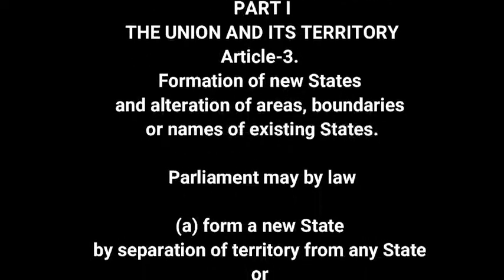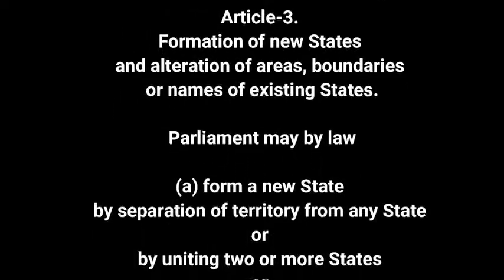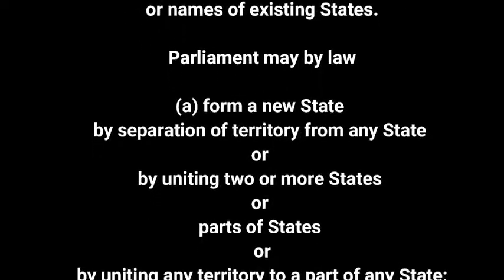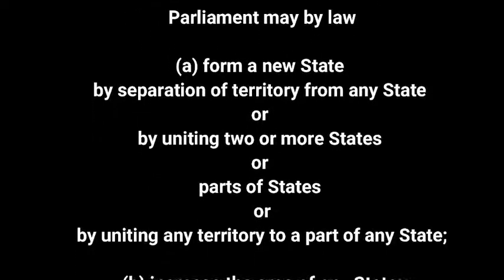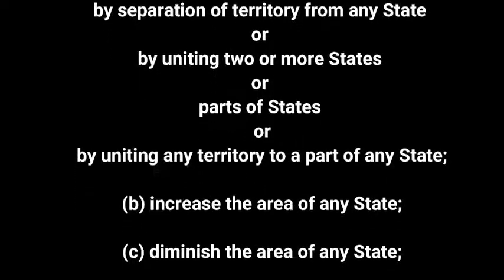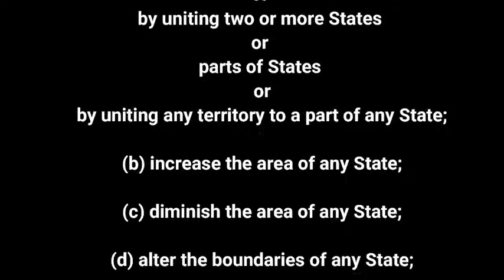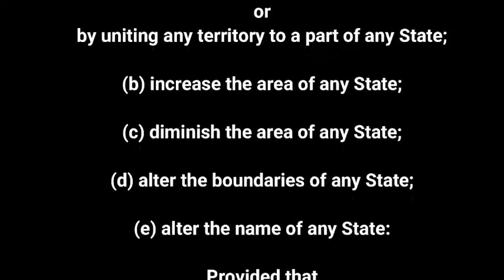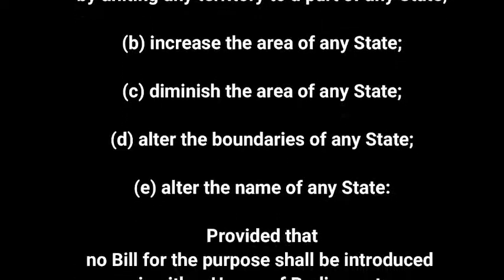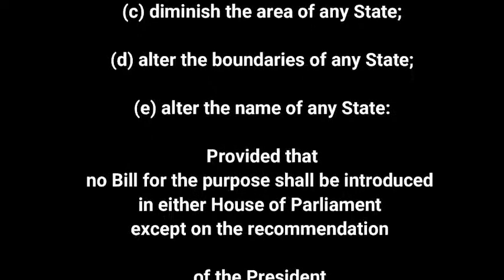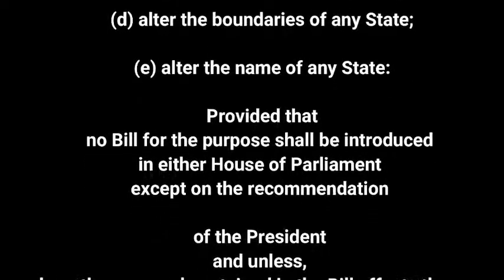Parliament may by law: A. Form a new state, by separation of territory from any state, or by uniting two or more states or parts of states, or by uniting any territory to a part of any state. B. Increase the area of any state. C. Diminish the area of any state. D. Alter the boundaries of any state. E. Alter the name of any state.